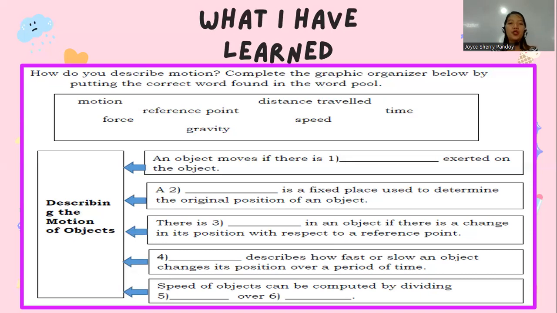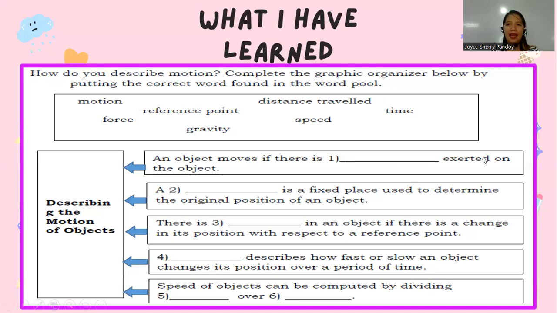Okay, for numbers 2 to 5, that will be your task to answer. Don't forget to just choose your answer from the words inside the box or inside the word pool.